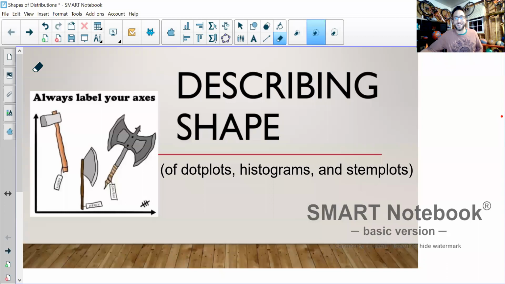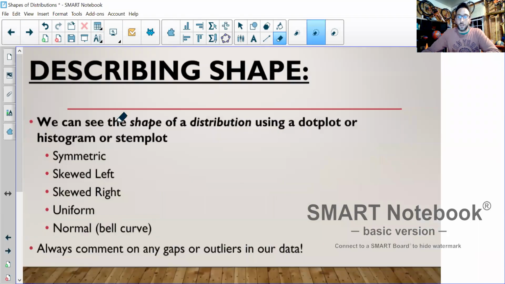Our focus today is to talk about how we can describe the shape of a dot plot, histogram, or stem plot, or how we can describe the shape of a distribution. It's a common phrase we'll hear. There's lots of vocab coming up in this lesson, so make sure you've got your notebook ready, maybe some colors to do a little color coding, and let's get to it. So we can see the shape of a distribution using a dot plot, histogram, or stem plot.